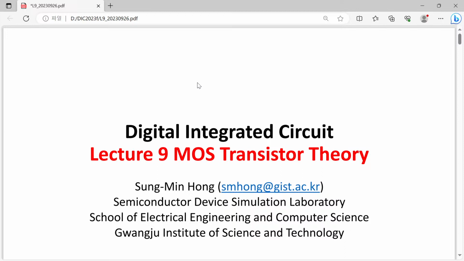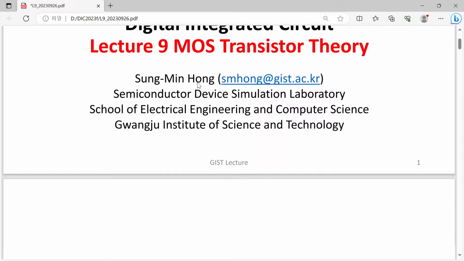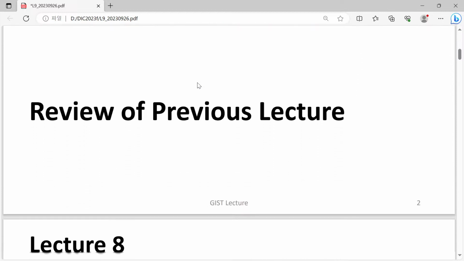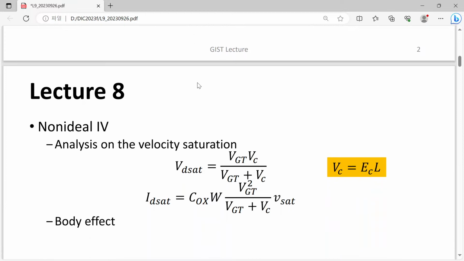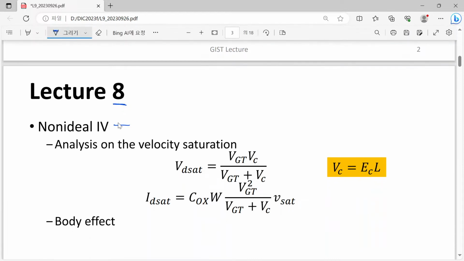Okay, so this is lecture 9. Let's go to our previous lecture. In the previous lecture, lecture 8, we discussed the non-ideal IV characteristics of our MOS transistor. Here non-ideal means that we have a short channel device.